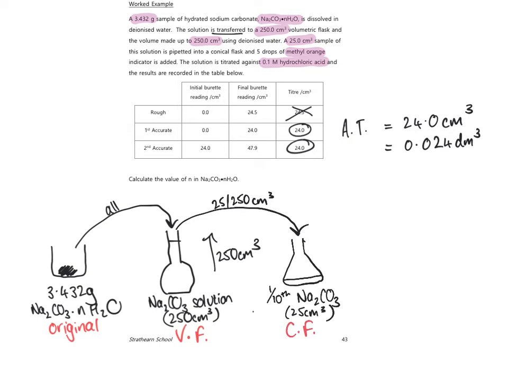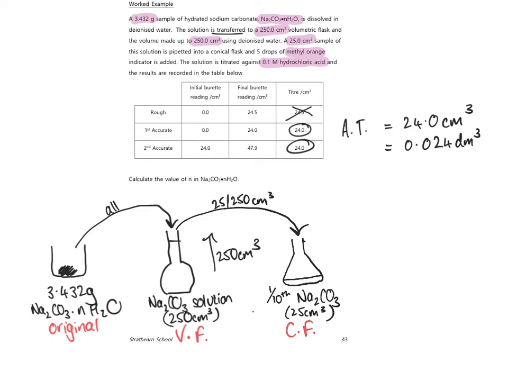You can see in red I've written underneath the apparatus that I'm in, just because often the steps in the questions will say how many moles are there in the conical flask, in the sample in the conical flask, and you're thinking, oh, well, what stage is that at? And this will help you with that. So you can see that I've got 1/10 of my sodium carbonate solution in the conical flask.